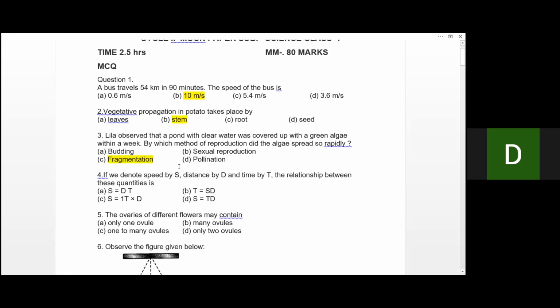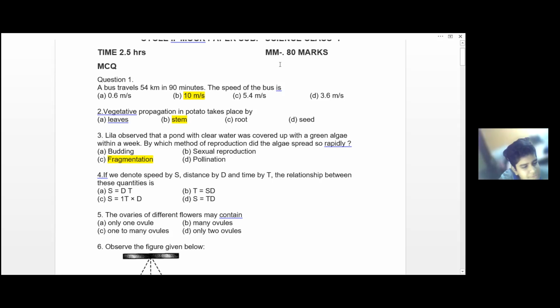Good. Next, if we denote speed by s, distance by d, and time by t, the relationship between these quantities is. So children, you need to see which relation is true. Speed is equal to distance upon time. Check which one is the correct one. Ma'am, is it the divide sign which looks like a gap? Yes, beta. Speed is equal to distance by time.